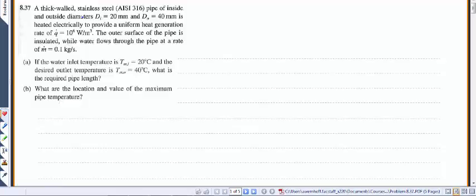This is problem 837. In this problem, you have a thick-walled stainless steel pipe of inside and outside diameters of 20 millimeters and 40 millimeters respectively. This pipe is heated electrically to provide a uniform heat generation rate of 10 to the 6th watts per cubic meter. The outer surface of the pipe is insulated while water flows through the pipe at a rate of 0.1 kilograms per second. So we'll draw a schematic here of our pipe.